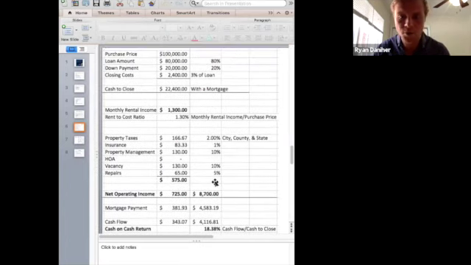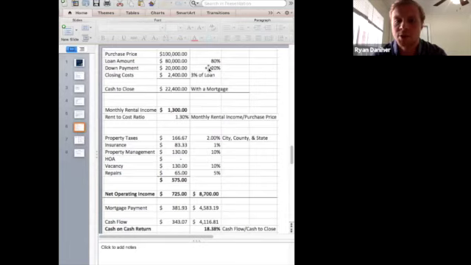All right. So this is the first example that we're going to take a look at. In this example, the purchase price is $100,000. The loan amount would be $80,000. This is using debt. The down payment would be $20,000, 20%. And for the closing costs, I usually use between 3% and 5% of the loan, but you want to talk with your title company and your lender to take a look at this. So that would be a total cash to close of $22,400. Let's say the monthly rental income for this property was $1,300.